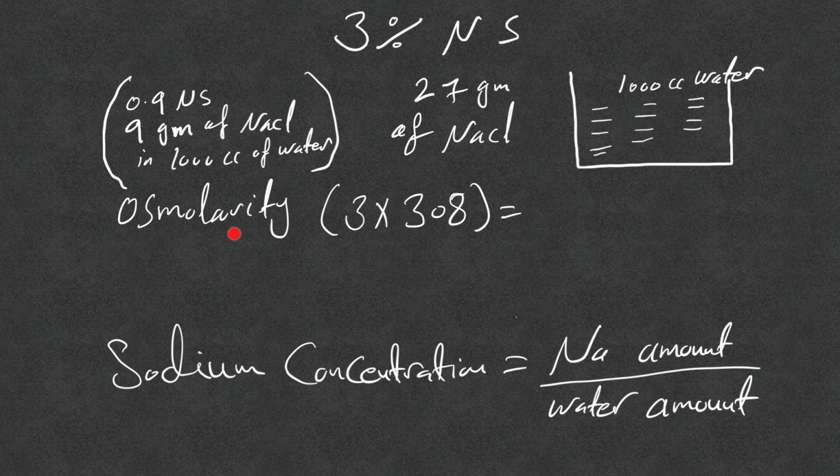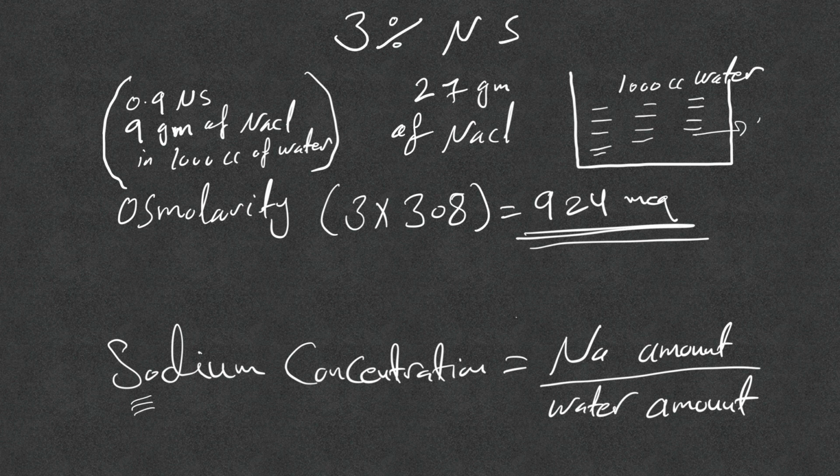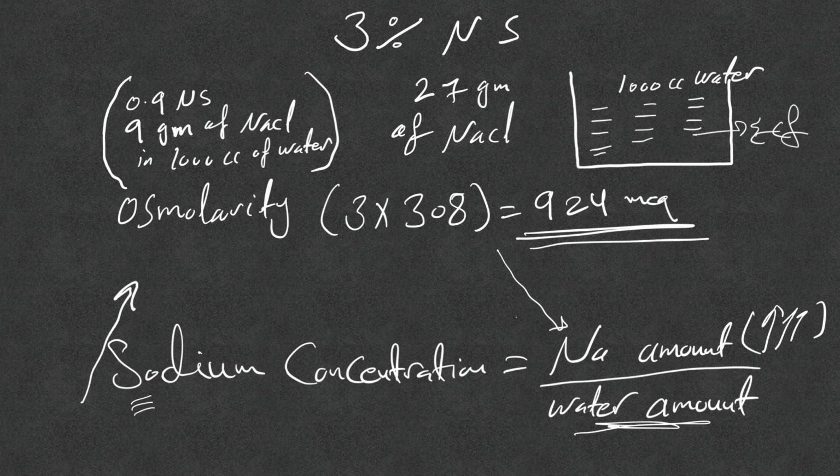So the osmolarity of 3% NS will be 3 times the osmolarity of normal saline, which is 308, which means 924 milliequivalents, right? Which is an extremely hypertonic solution. And this is the fastest way to increase sodium concentration, because assume this is the ECF, so you're adding a very large load of sodium, you increase the sodium amount with the same amount of water. What's going to happen to the sodium concentration? It will go up. So this is the fastest way in clinical practice to increase sodium concentration whenever it's indicated in severe hyponatremia or symptomatic hyponatremia, as we will discuss soon.